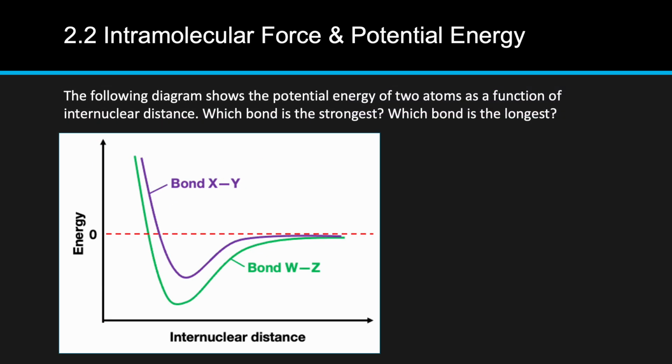The following diagram shows the potential energy of 2 atoms as a function of internuclear distance. Which bond is the strongest? So first, let's look at that first question. Which bond is the strongest? Now, if a bond is more strong, right, it takes more energy to break. Since this is 0, and we know going down, we are increasing the amount of energy we need to break the bond. If it takes a longer distance to get to this green line, that means this is a higher bond energy.